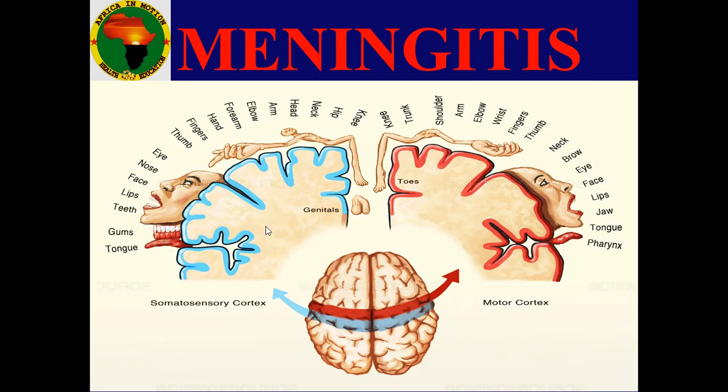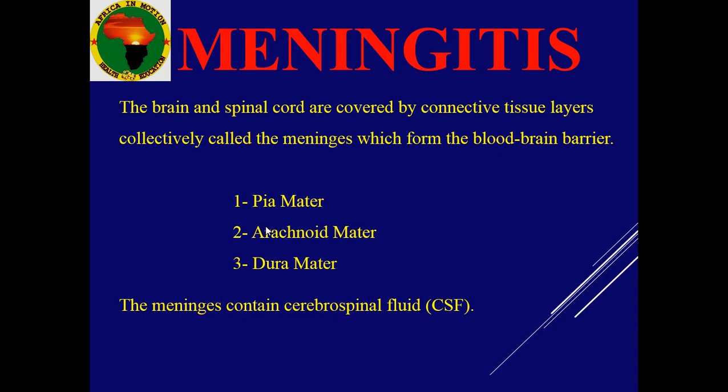We remember when we saw in our previous presentation on stroke, that each part of the body is represented on the brain. It means once the brain is affected, the other parts of the body will be affected as well. The brain and the spinal cord are covered with connective tissue layers. Together they are called meninges. And there are 3: pia mater, arachnoid, and dura mater. These three layers, these membranes, will form what we call the blood-brain barrier.